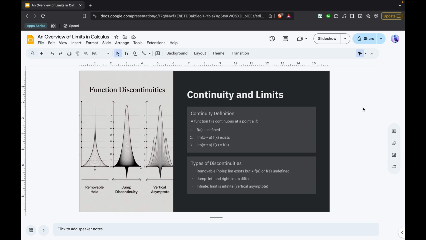Now, the first type is a removable one, which is a hole, where the limit exists, but it's not equal to f of a, or f of a is undefined. A jump is if left and right limits differ, so the one-sided limits are not the same. This is found quite often in piecewise functions, but there are a few which are quite continuous. And infinite, where the limit is infinite or there is a vertical asymptote.